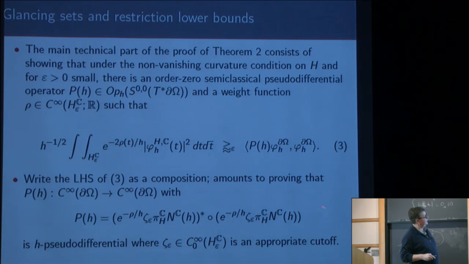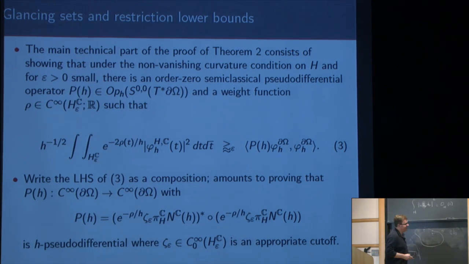What's P of H? It's this operator. I'm basically rewriting this as a T star T, as a composition of an operator and its adjoint. And the point is that, okay, for certain pieces of the Grauert tube, this operator actually behaves like a pseudodifferential operator.